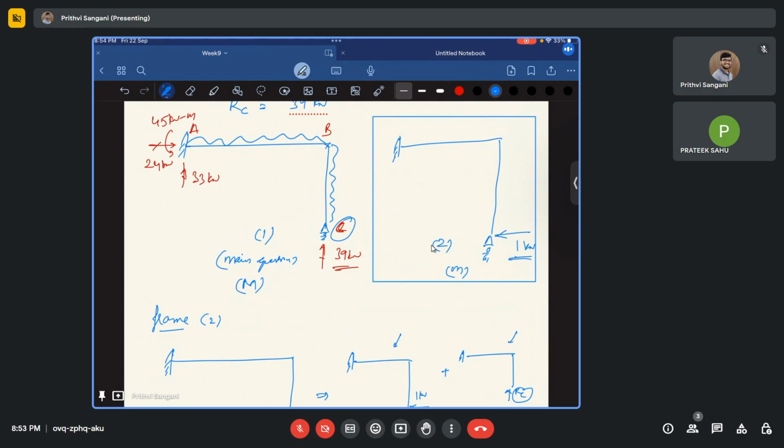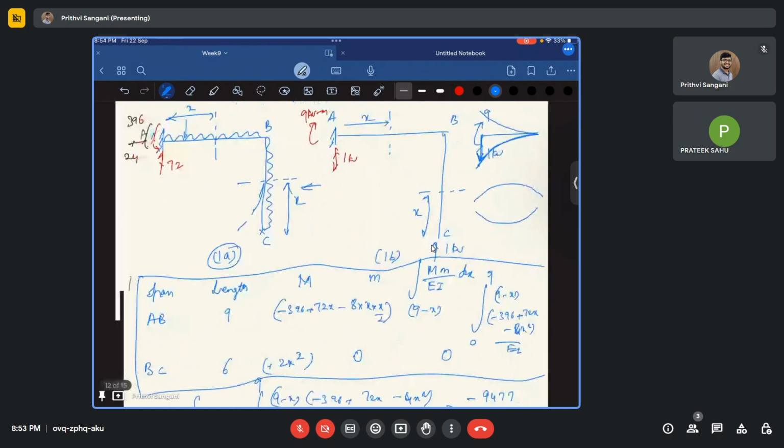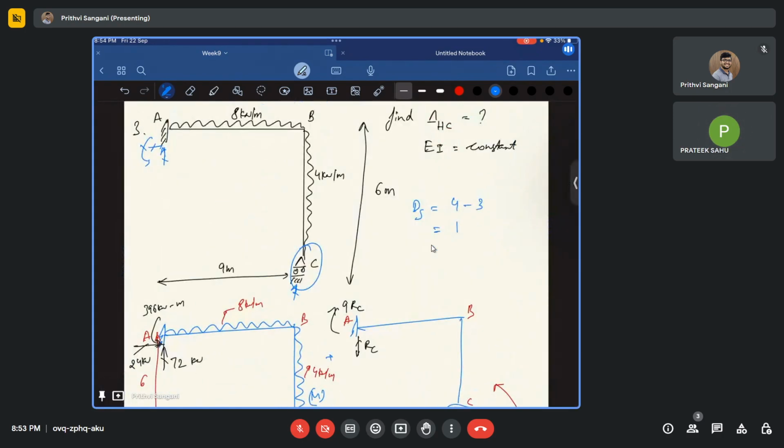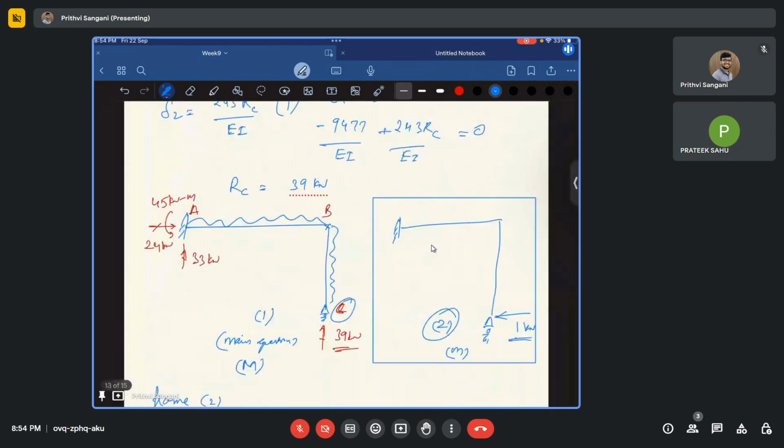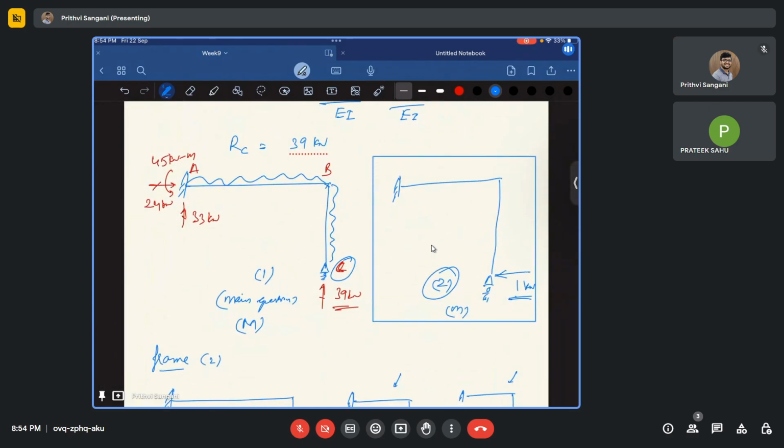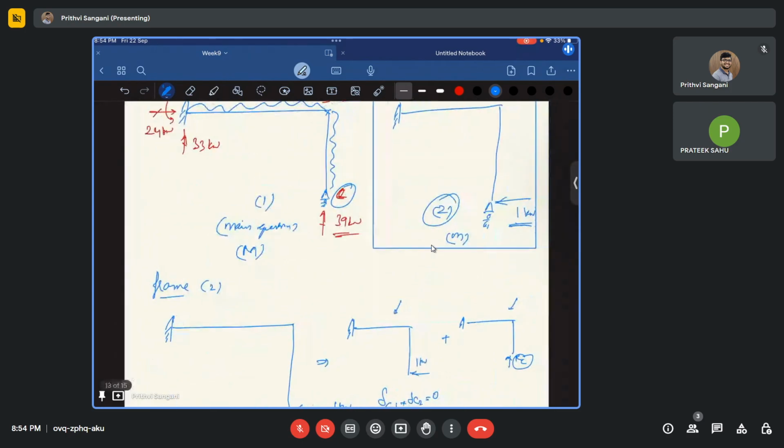Let us say this is frame 2. This is another question, a similar one, but in this you only have a point load of 1 kilonewton, whereas in our first question we have a UDL of 8 kilonewton per meter and 4 kilonewton per meter. I just don't want to repeat what I have done, that's why I have directly given you the answers.